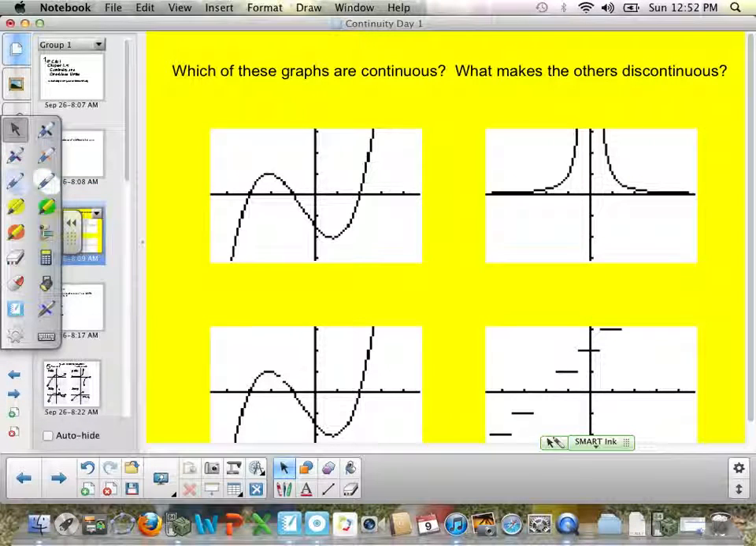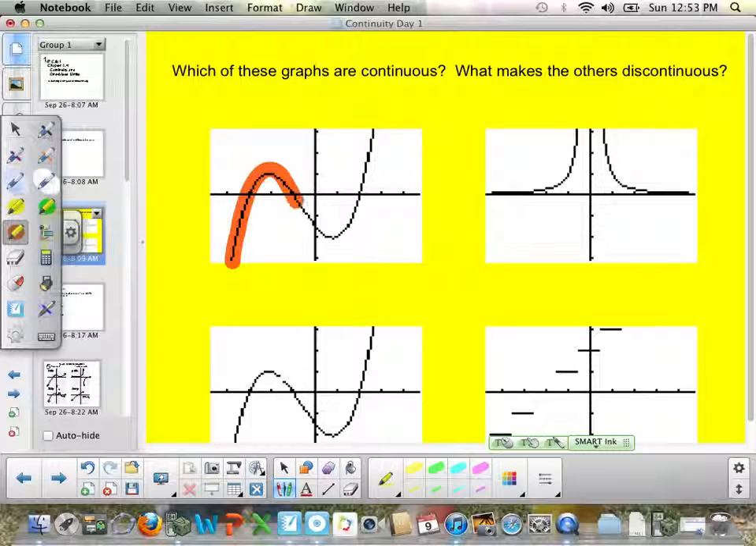Which of these graphs are continuous? What makes the others discontinuous? All right, so if we look at the first graph in the upper left, continuity is described as a graph that flows without interruption. If you look at the first one, I can put my pen down on the left side and flow through the graph, and I can get through the entire graph without having to pick up my pen. So that one's continuous.